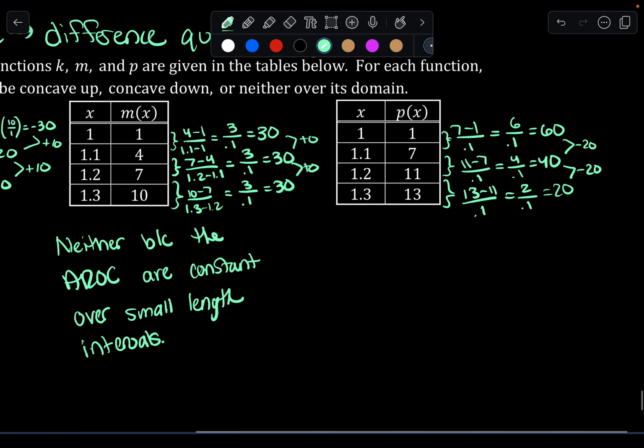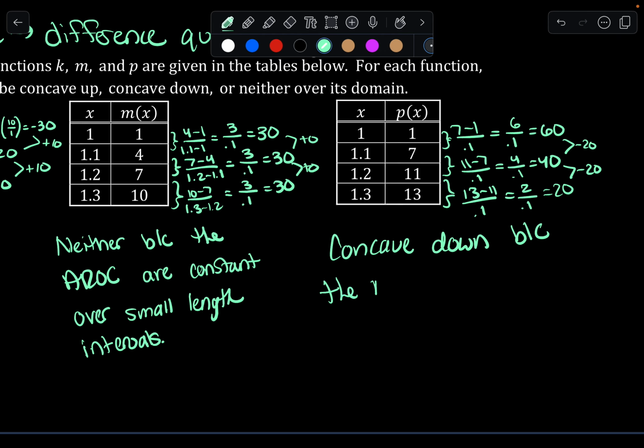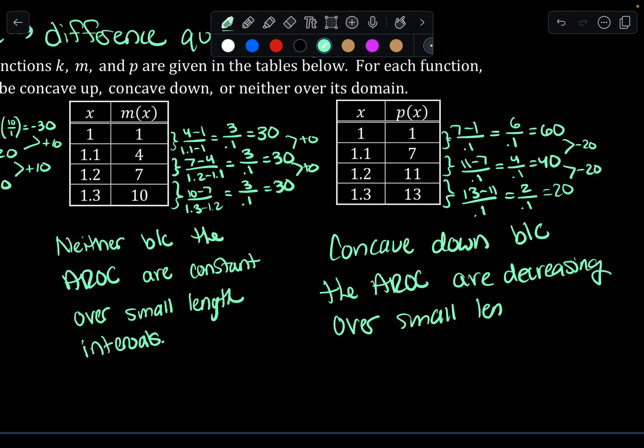So therefore, over these small intervals, the average rate of change is decreasing, which means we have concave down. So concave down because the average rates of change are decreasing over small length intervals.